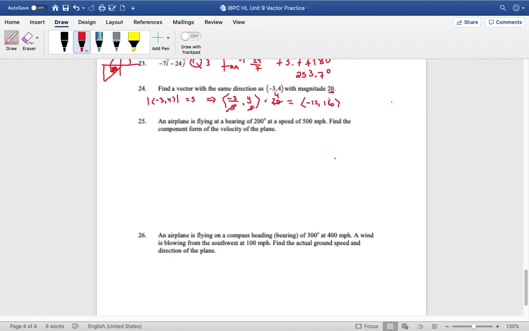25 and 26 are your favorite problems, aren't they? Aren't they your faves? Right? 25 and 26, there's those bearing problems.